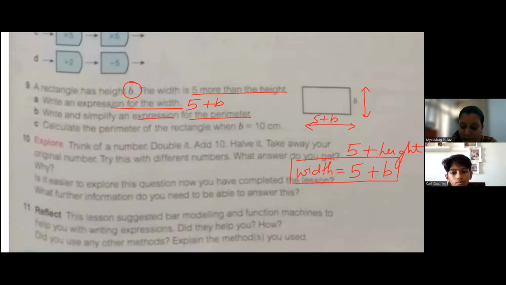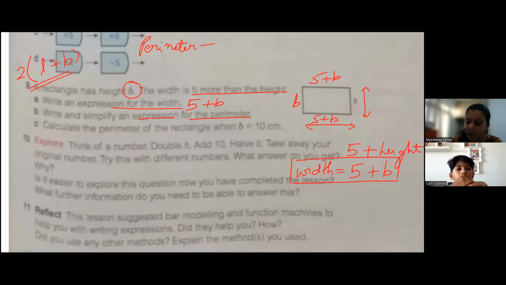We have to write and simplify an expression for the perimeter. So that means we'll have to add all the four sides. This will also be 5 plus b, and this will also be b. So the formula for perimeter that we have is twice L plus B, twice length plus breadth, or in this case we can say twice height plus width of the rectangle, right?